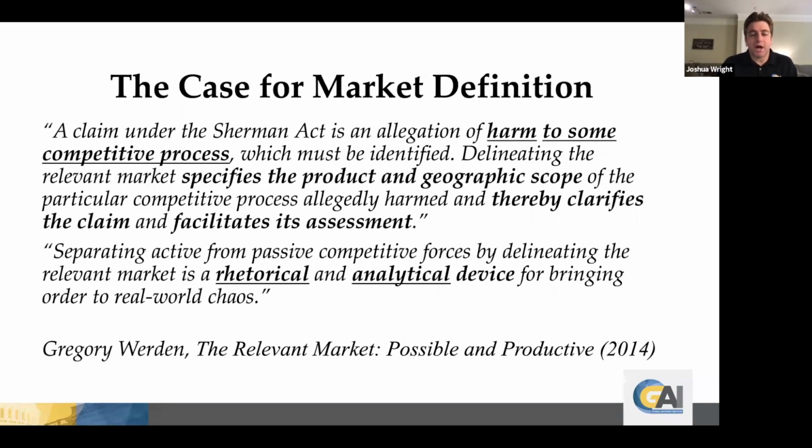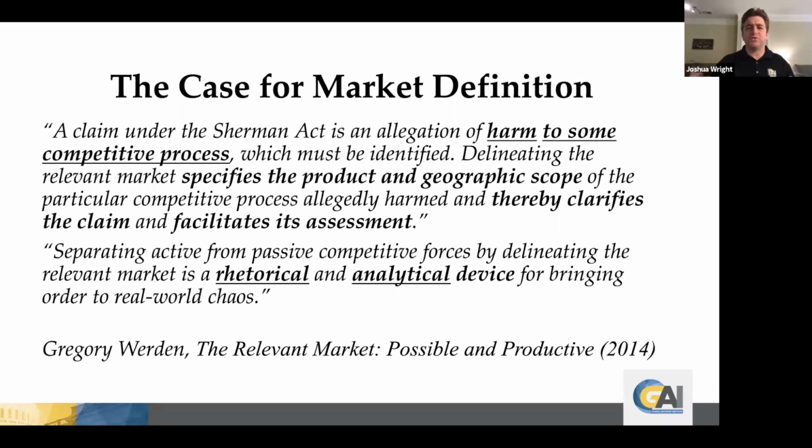Former DOJ economist, longtime former DOJ economist Greg Werden has a paper on making the case for market definition, where I think he puts that concept quite nicely. What we do is we define a market because it helps us clarify the claims we're interested in testing and facilitate their assessment. The market definition structure, the analytical structure, and we'll walk through that structure together, he says is a useful rhetorical and analytical device for bringing analytical order to real world chaos.